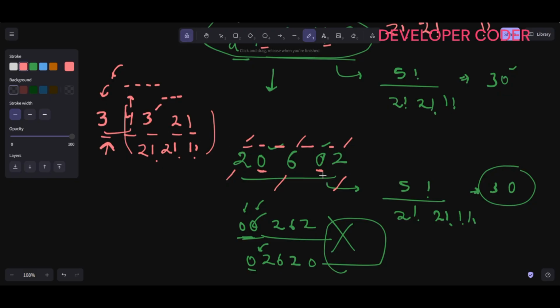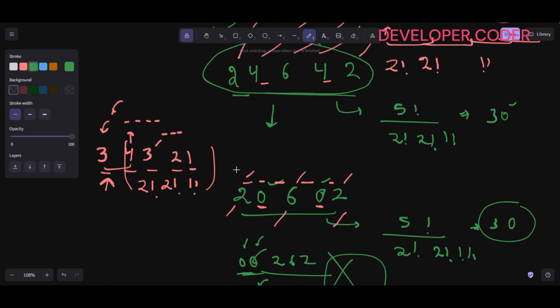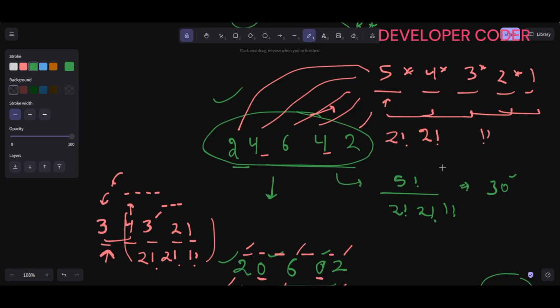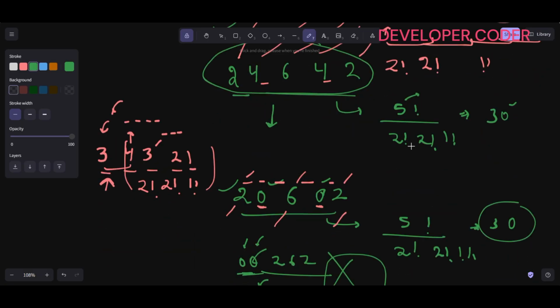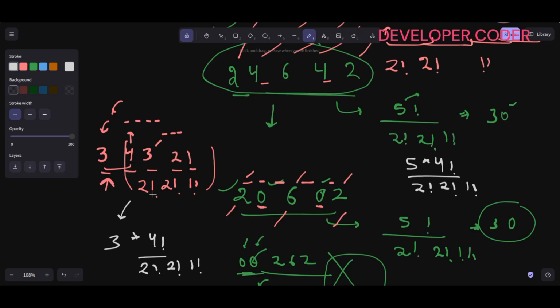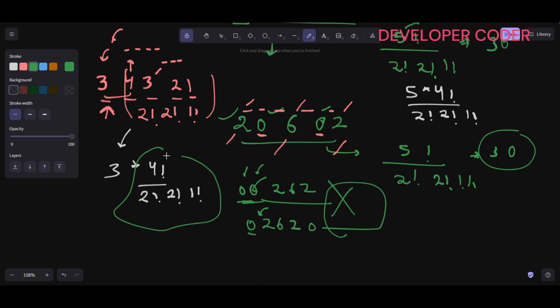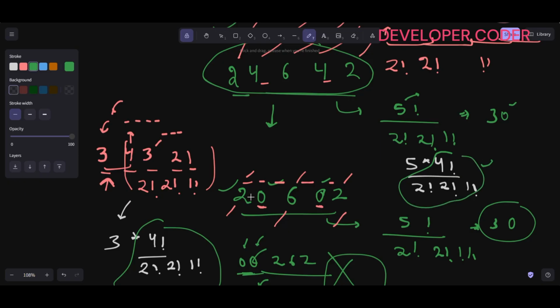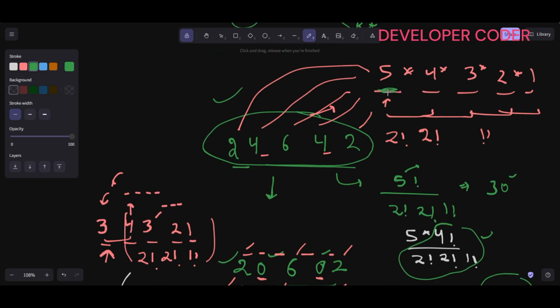So now how are you going to do this? I will derive one more formula using these two examples, 2462 and 2062. In this case, can you write it like this? 5 into 4 factorial over 2 factorial, 2 factorial, and 1 factorial. You can write it like this as well, right? And can you write it like this? 3 into 4 factorial over 2 factorial, 2 factorial, 1 factorial. Now if you see this part and this part, both are the same. Only at the first position we have 5 options here, and just 3 options here. This is the issue, right?